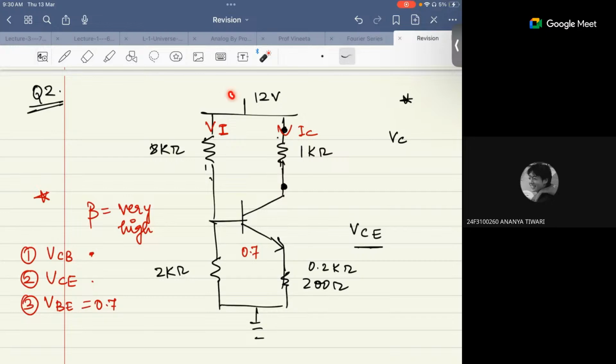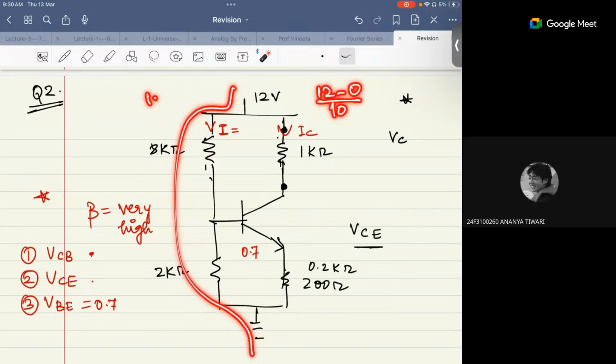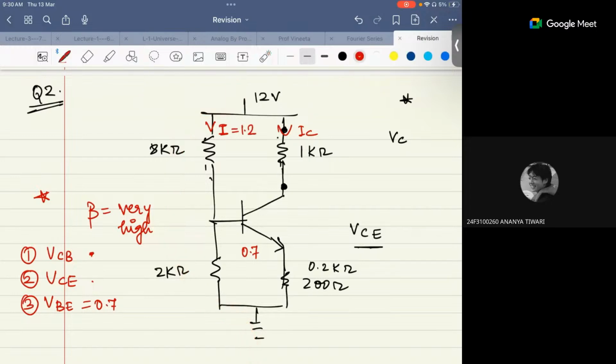Or see the other method. If you are going from here, this I can be calculated easily, right? 12 minus 0 upon 10. What will be the value of I? 12 minus 0 upon 10, that is 1.2 milliampere. This current is 1.2 milliampere, so the potential drop here is 8 times 1.2, that is 9.6 volt. And the remaining drop will happen here, 2 times 1.2, so 2.4 volt. Is it clear to everyone?